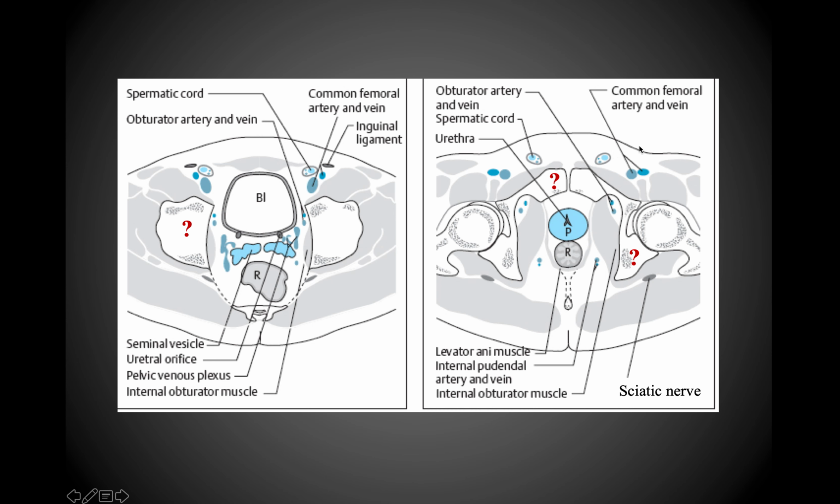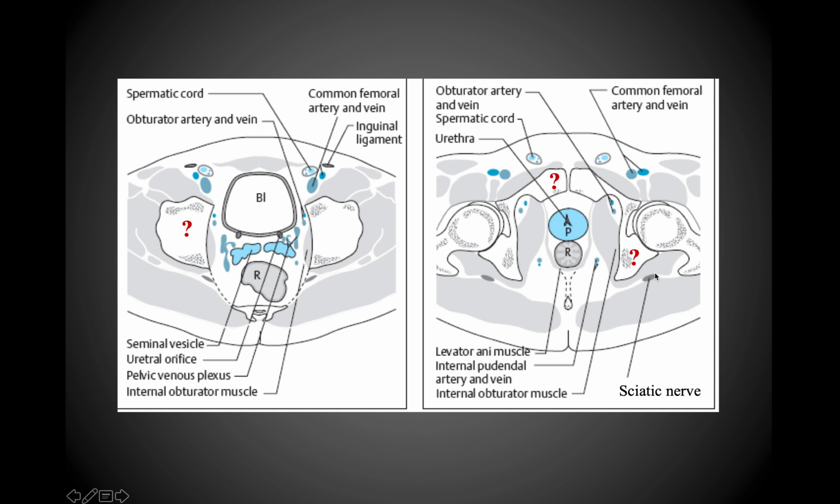Once again, we'll start out up in the upper right-hand corner, and we'll just move our way clockwise around the image. So once again, we can see the common femoral artery and vein. And then next, just medial to that is where we'll see the spermatic cord. Moving down from there, once again, we can see the obturator artery and vein. We can now see the ischium, and this is going to be the acetabulum in here, with the head of the femur sitting in the acetabulum.